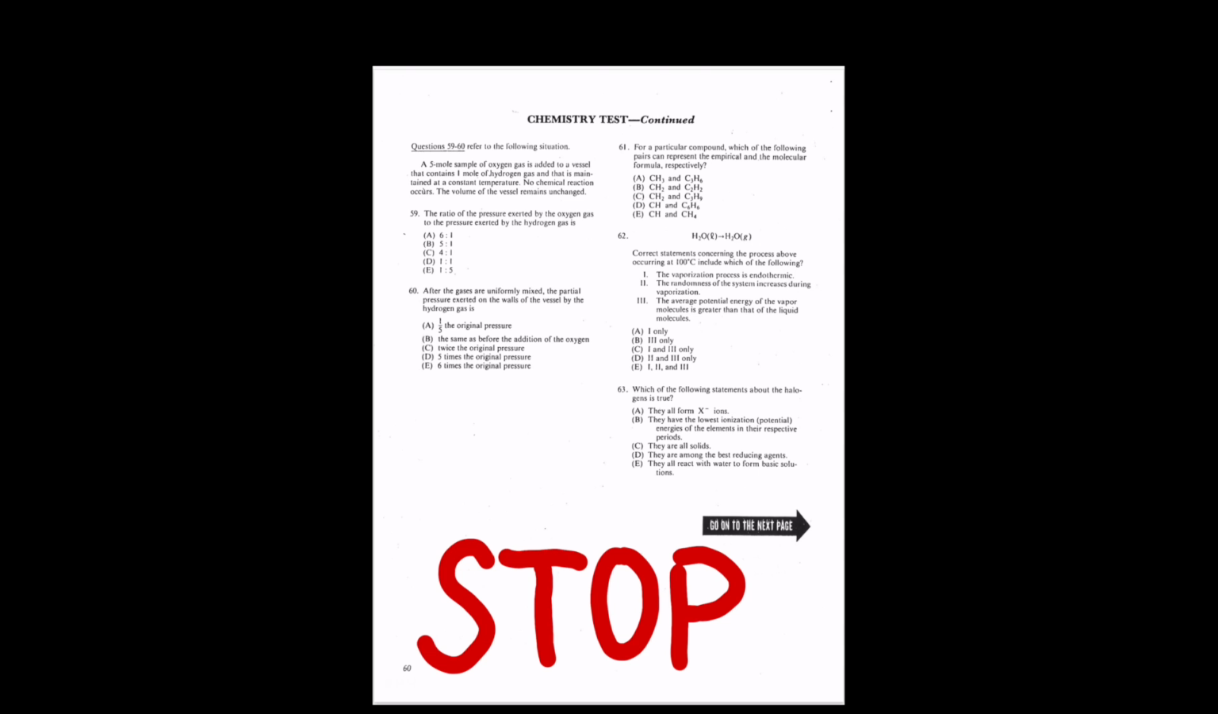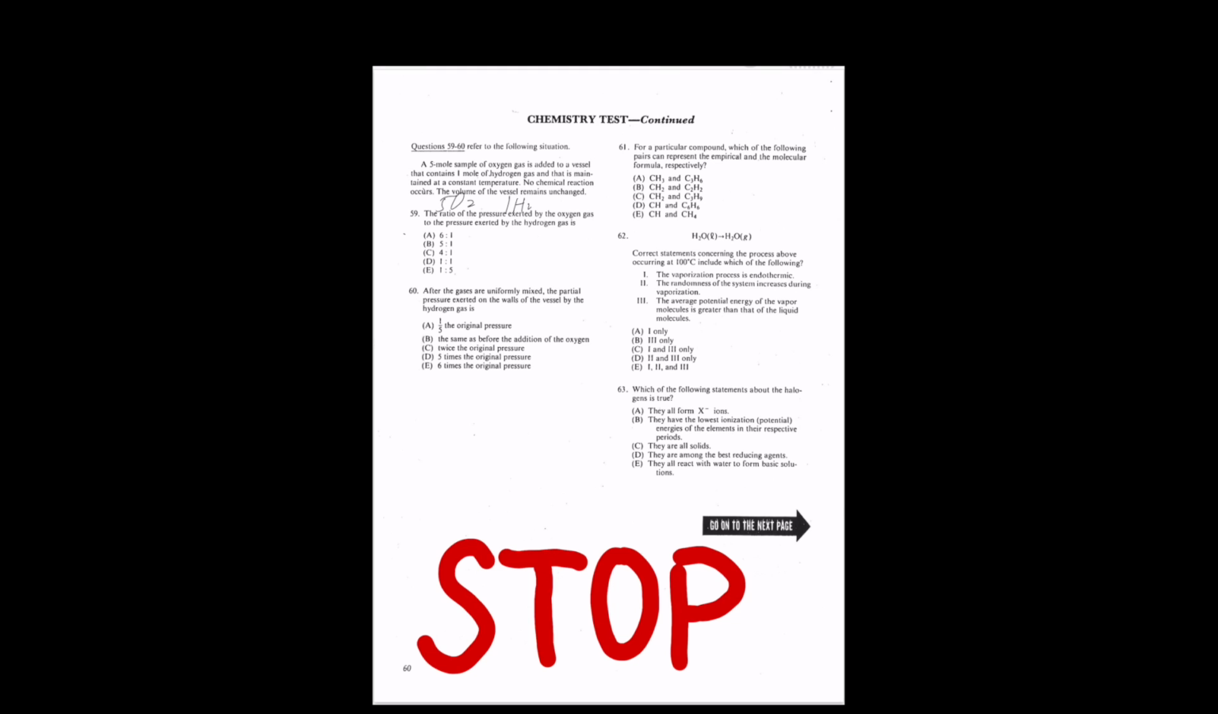Number 59. A 5 mole sample of oxygen gas is added to a vessel that contains 1 mole of hydrogen gas and that is maintained at a constant temperature. No chemical reaction occurs. The volume of the vessel remains unchanged. Okay, so it says a 5 mole sample of oxygen gas, or 5 O2, is added to a vessel that contains 1 mole of H2 gas and that is maintained at a constant temperature. No reaction occurs. The volume of the vessel remains unchanged.